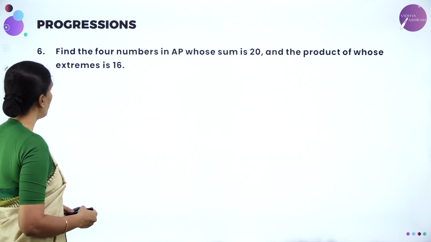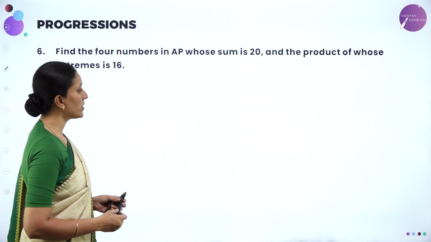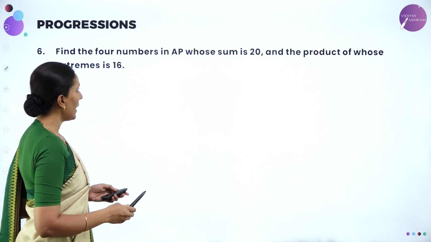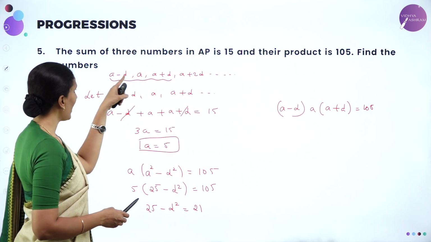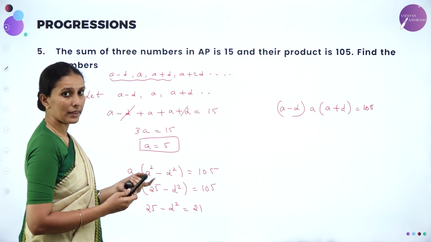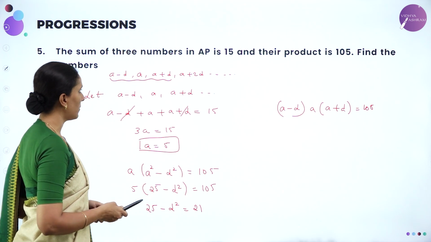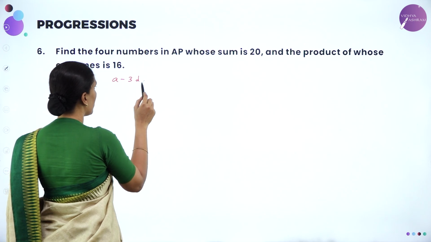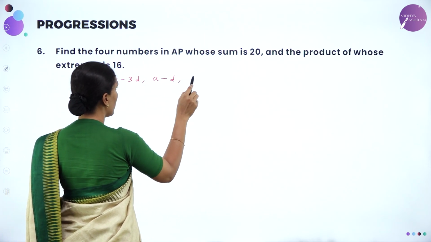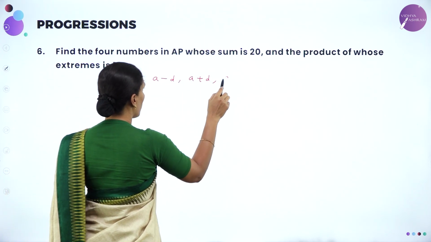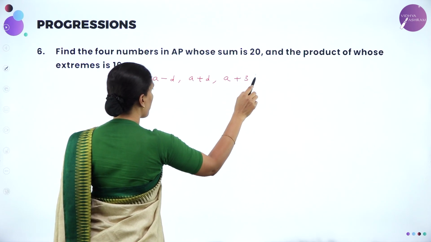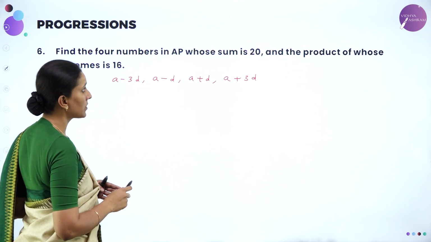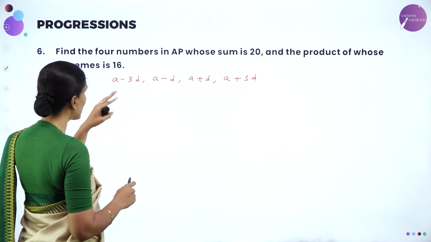Next, find the four numbers in AP whose sum is 20 and the product of whose extremes is 16. Again, here in the previous problem we have taken a minus d, a plus d. In that form we have to take the four numbers. So let the numbers be a minus 3d, a minus d, a plus d, a plus 3d. So given that the four numbers' sum is 20 and the product of extremes is 16.